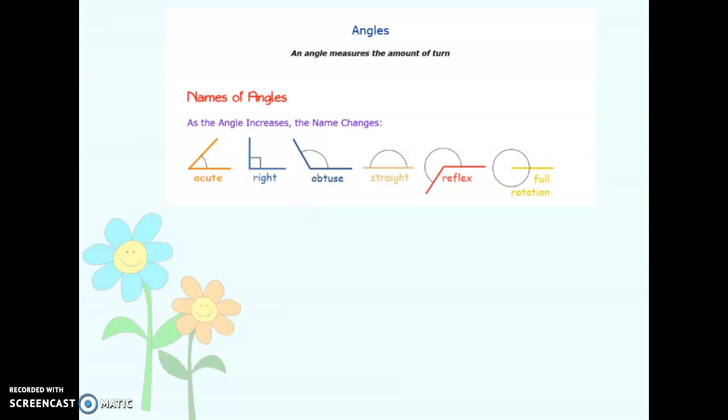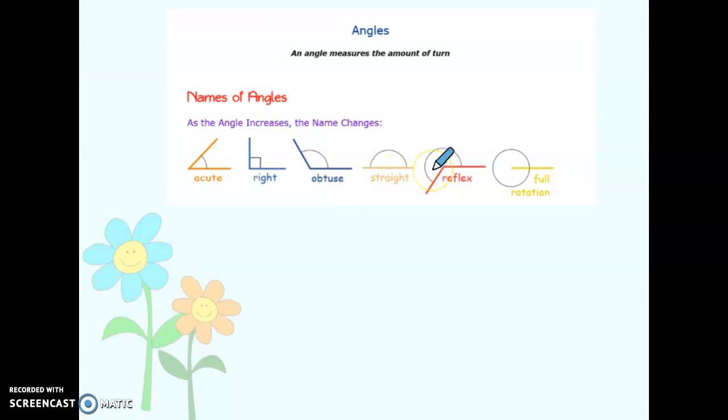Now, if we take a look at the different types of angles, this is a review for you. I know we've talked about this. We have acute angles, which are less than 90 degrees. We have right angles, which are exactly 90 degrees. We have obtuse angles, which are greater than 90 degrees.